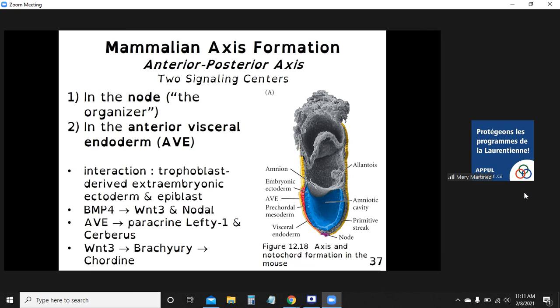Okay, so this is the anterior-posterior axis. For this, we have two signaling centers. The extraembryonic tissue is very critical in polarizing the mammalian embryo and in forming its two major signaling centers. One is the node, which is the organizer, right? And the second one is the anterior visceral endoderm, or AVE.